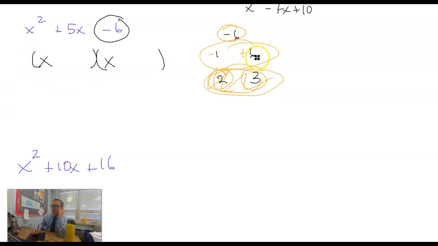It doesn't matter which order you put these in. You can do x minus 1, x plus 6. You can put the positive 6 here and the negative 1 here. That doesn't matter. What does matter is that it's got to be a positive 6 and a negative 1.